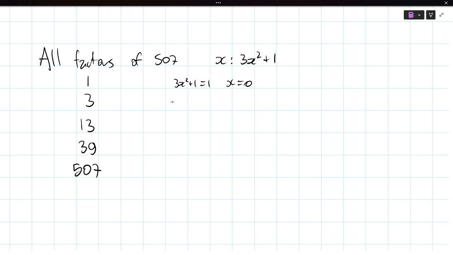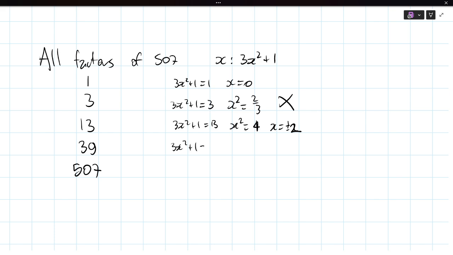If 3x squared plus 1 is equal to 3, then x squared is equal to 2 over 3. And now we know that x must also be an integer, so we can reject that. What about 13? 3x squared plus 1 is equal to 13. X squared is equal to 4. Okay, that's quite promising. Therefore, x is equal to plus minus 2. Okay, 2 is an integer and minus 2 is an integer. That's fine.